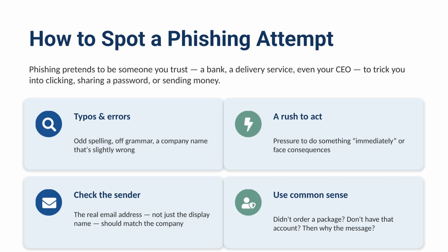First, typos and errors, or a company name that's just slightly off. Second, a sense of urgency. They want you to act right away, before you have time to think. Third, check the actual email address, not just the friendly display name. The domain should really match the company. And fourth, use common sense. If you didn't order a package, why would a delivery service be texting you? To put the risk in perspective, phishing was the #1 way breaches started in 2023, with an average cost of $4.5 million.